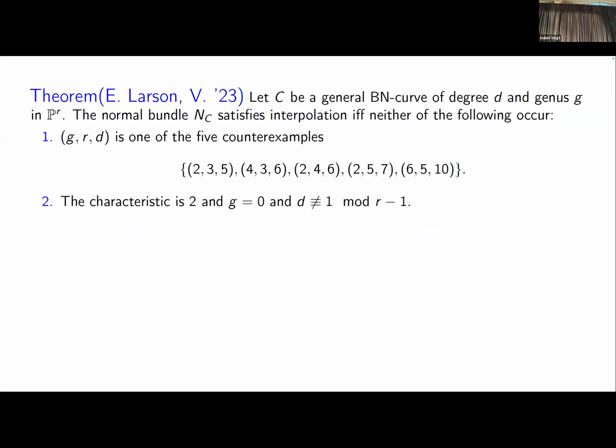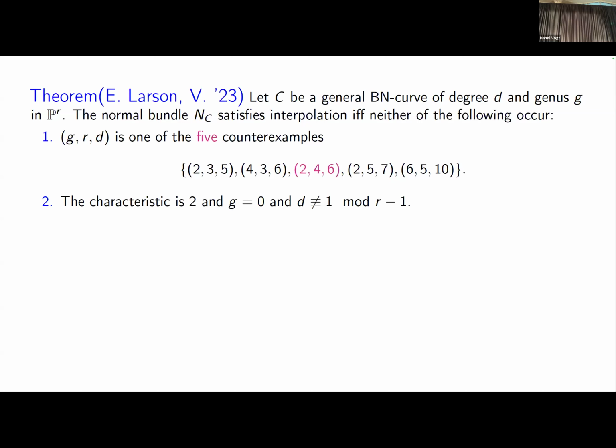First, in all characteristics, your tuple (g, r, d) could be one of the following 5 counterexamples. Or, interestingly, the characteristic could be 2, the genus could be 0, and your degree could fail to be congruent to 1 modulo r minus 1. So I want to say something about each of these 2 classes of counterexamples. So the ones that hold in all characteristics, you notice I now have 5. I've snuck in for you another counterexample, right?